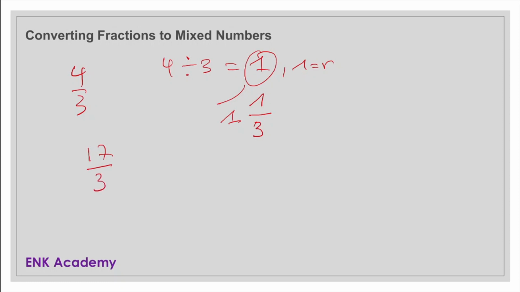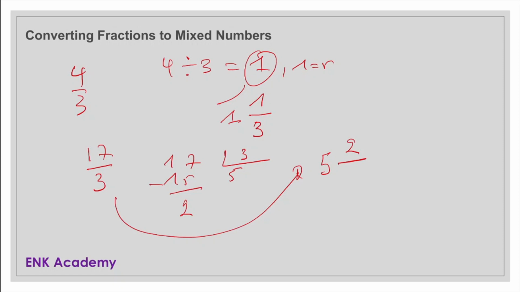Let's say we have 17 over 3. This is an improper fraction that we want to convert into a mixed number. We can say first 17 divided by 3, that will be 5 times, this is 15, minus 2, and then we have the 5, that means this one can be written as 5 and the remainder 2 over 3, and this is our mixed number.